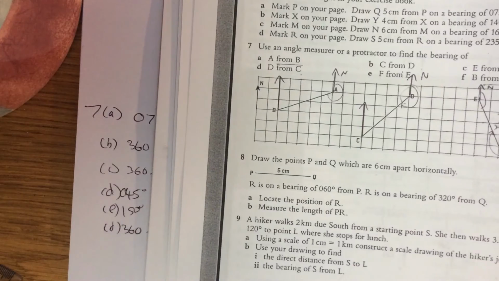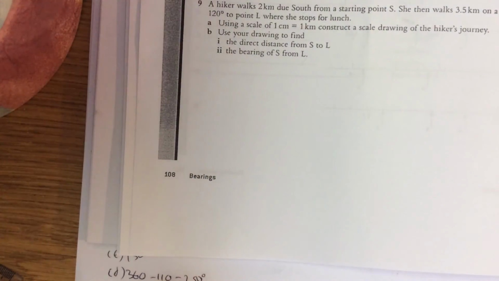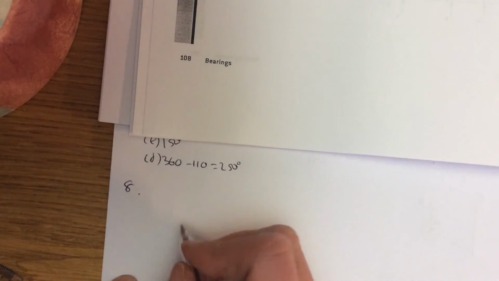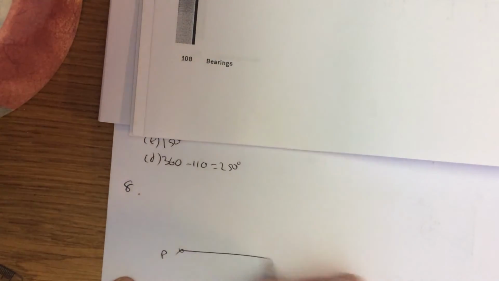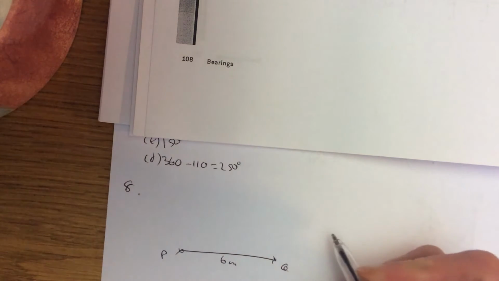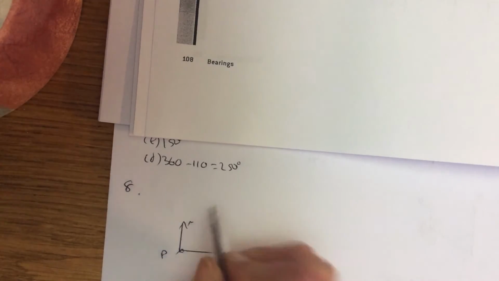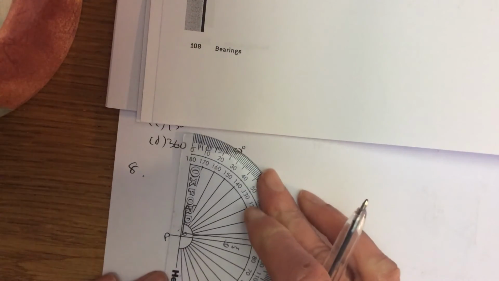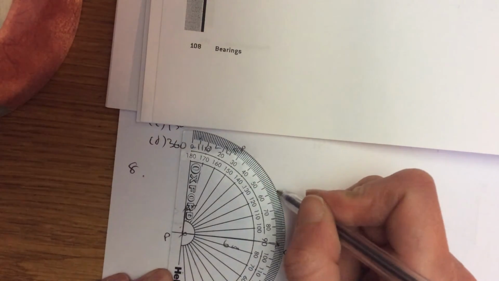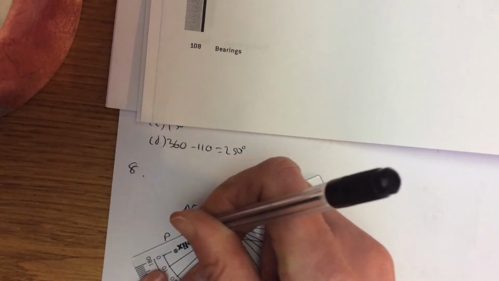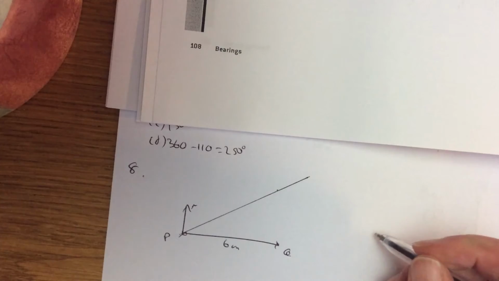Number 8. I'll do number 8 just roughly here. So I don't have a ruler, but we'll get the idea of it. Number 8. Draw the points P and Q, which are 6 apart. So 6 centimetres, you measure with a ruler. R is on a bearing of 060 from P. So put your north sign in at P and measure 60 degrees. Now, I don't know the distance, it's just out there somewhere.